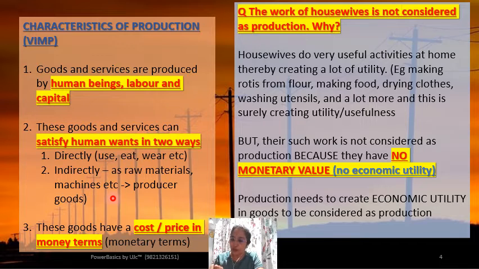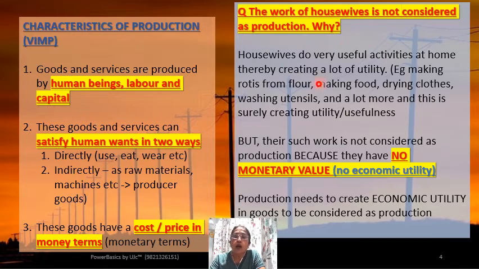So there is direct production and there is indirect production. All right. These goods and services have a cost, a price in money terms. This is economics we're talking about. So properties of production are three. The work of housewives is not considered as production.